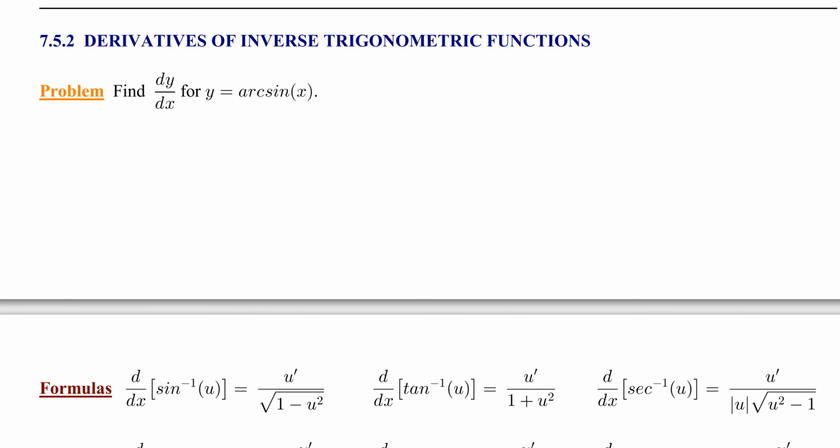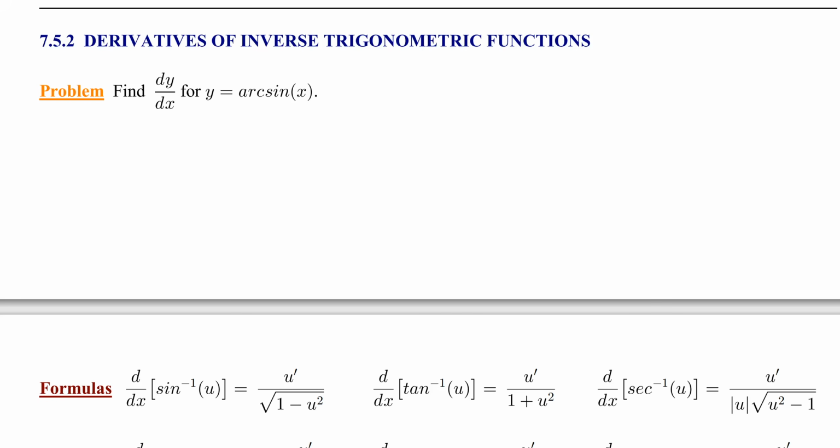In section 7.5.2, we'll learn how to find derivatives of inverse trig functions. Let's begin with the problem of finding dy over dx for y equals arcsine of x. At this point, we don't know the derivative of arcsine of x, but we're going to use techniques that we've learned to derive the derivative.